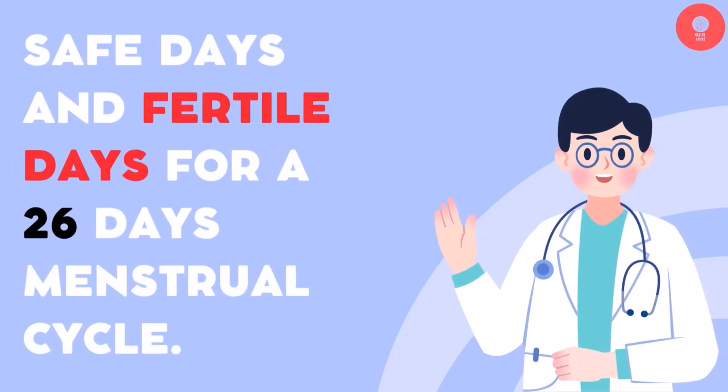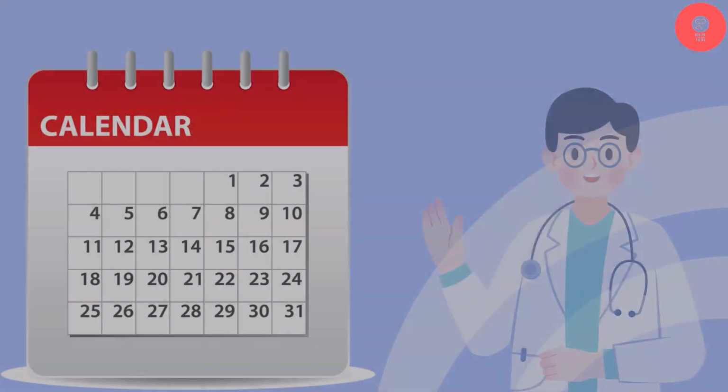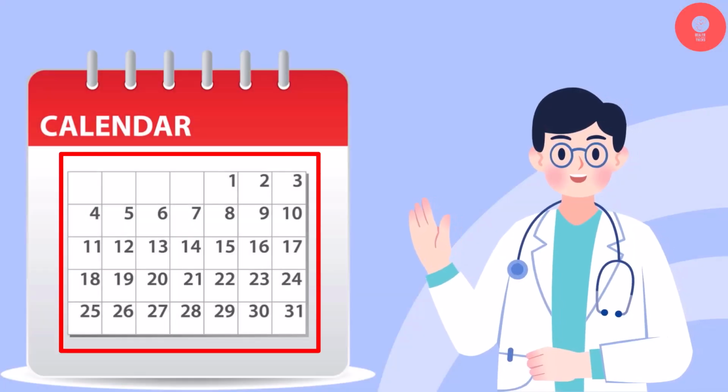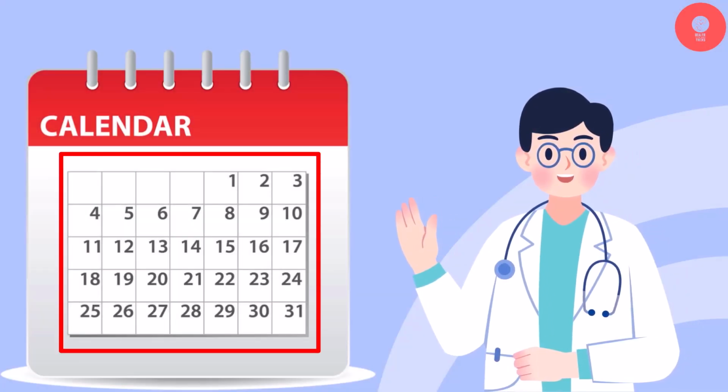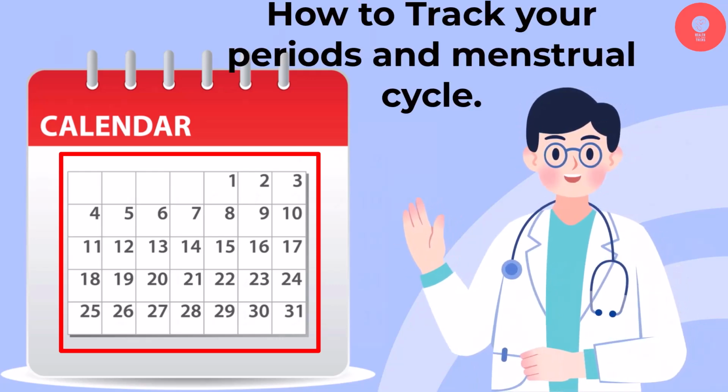Safe days and fertile days for a 26-day menstrual cycle. Calculating safe days starts with knowing how many days your menstrual cycle takes. How to track your periods and menstrual cycle.